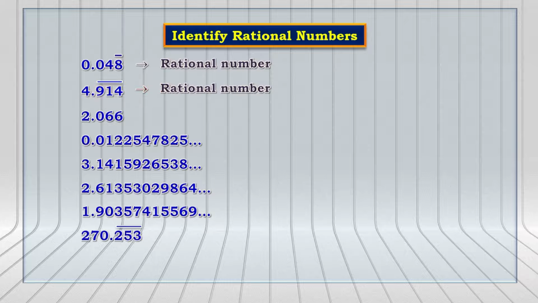Now coming to the third one, 2.066. Here we can clearly see that there is no bar, so that means it is terminating. If it is terminating, then obviously it is a rational number. Okay, so terminating, that's why rational number. Now let us take a look at the fourth one.